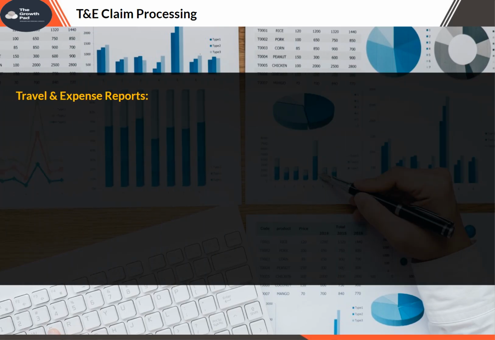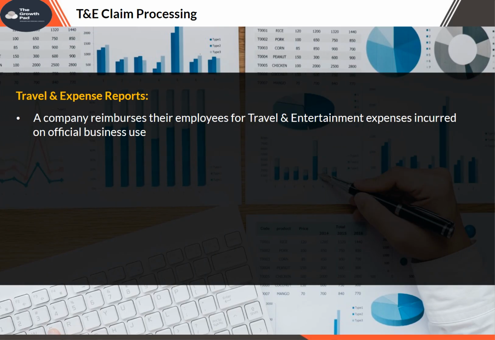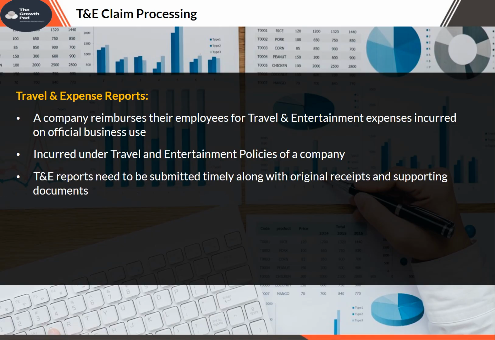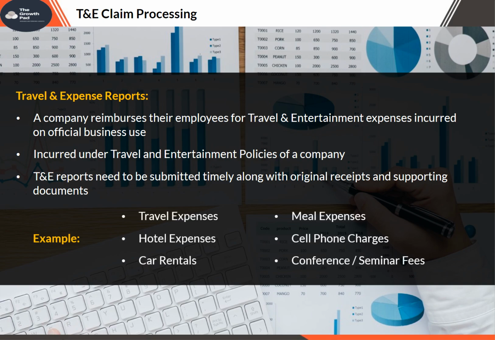Travel and expense reports. A company reimburses their employees for travel and entertainment expenses incurred on official business use, under the travel and entertainment policies of a company. T&E reports need to be submitted timely, along with original receipts and supporting documents. These expenses relate to employees of the company, and thus in ERP the name of the employee is shown as a vendor for making payment. The employee must fill a reimbursement form and attach all the documentation, bills, vouchers related to the expenses incurred. The expenses must be approved by the superior or a designated approver.